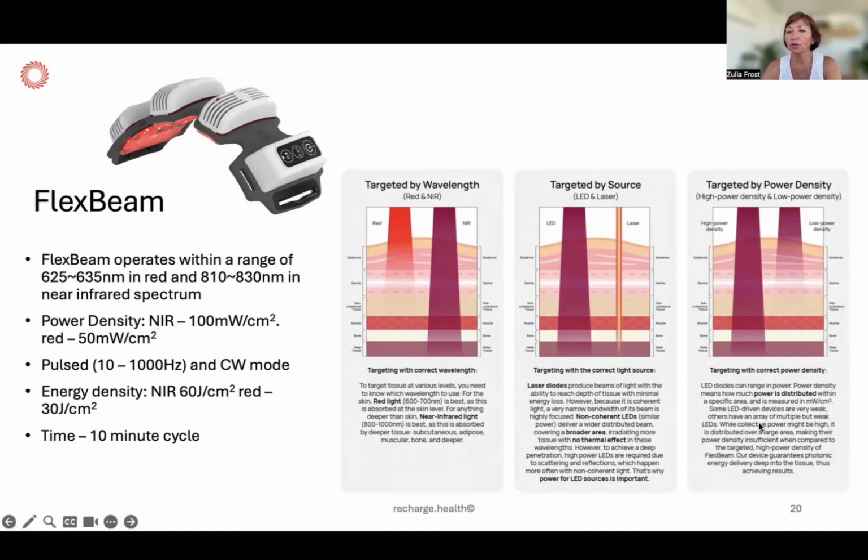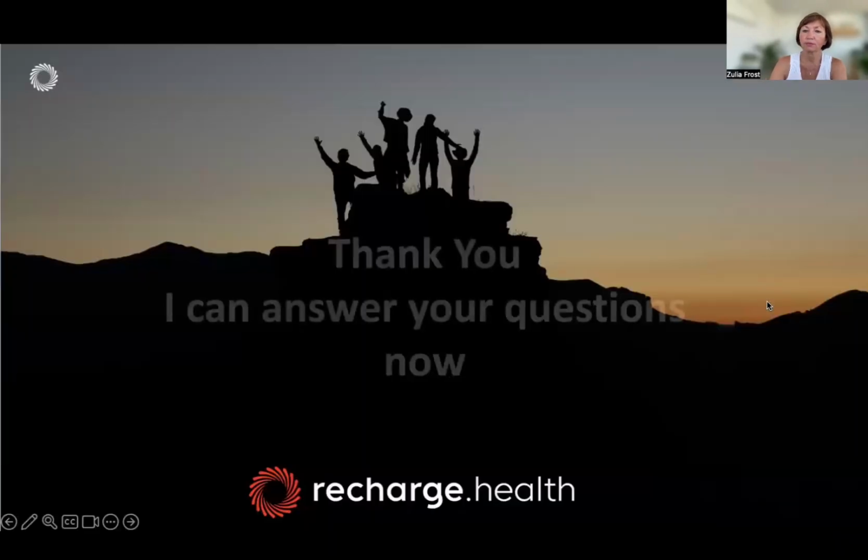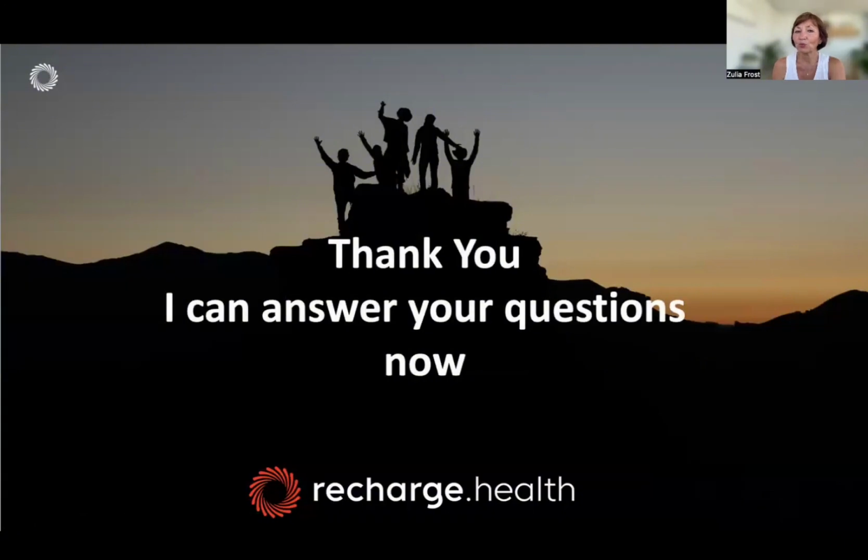So here I come to the really, really important point I want to tell you: power density is the decisive factor in how we get that density of 60 and 30 at depths of the tissue. Because if we didn't have that power density, we would still be superficial. We're not going to penetrate. So we're targeting by wavelengths, targeting by source, and targeting by power density. So now I'm going to stop the presentation and ask you questions. I hope it has become more or less clear for you.